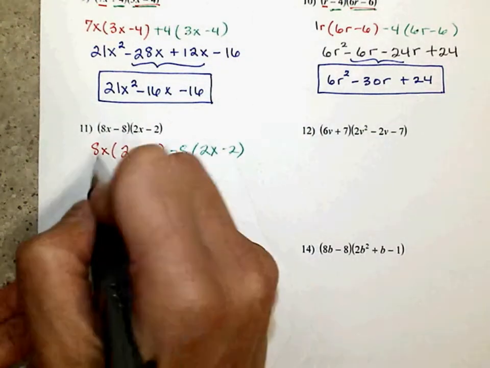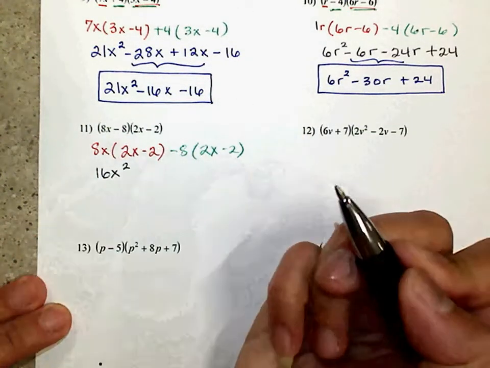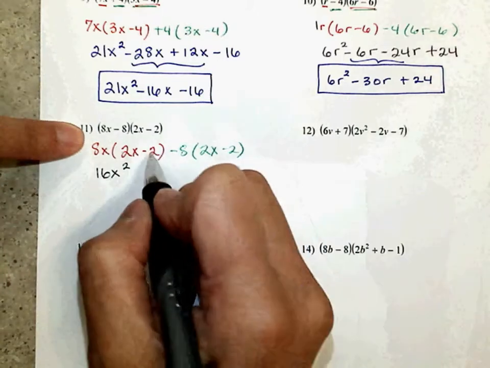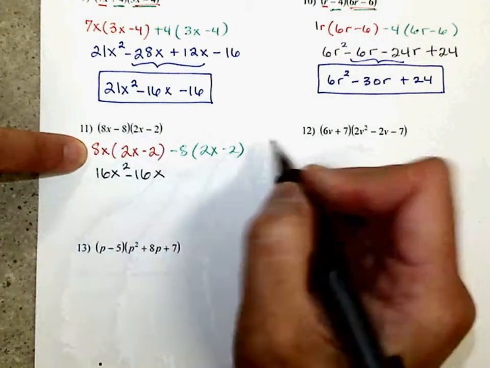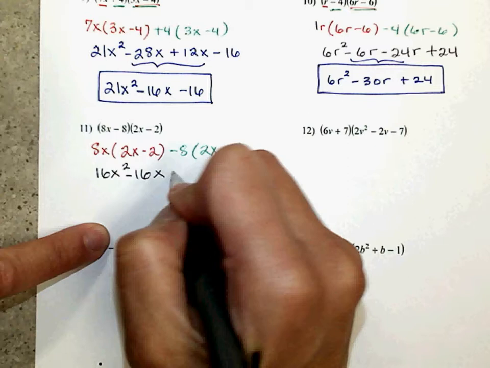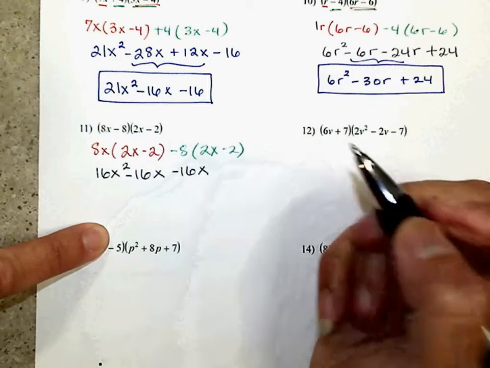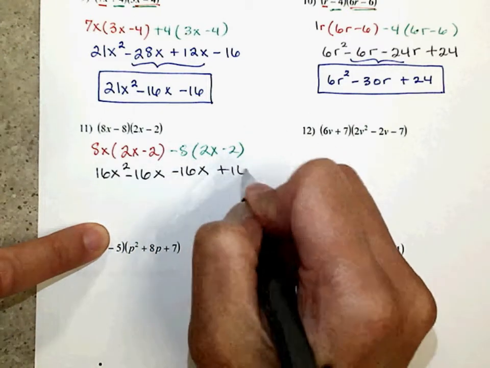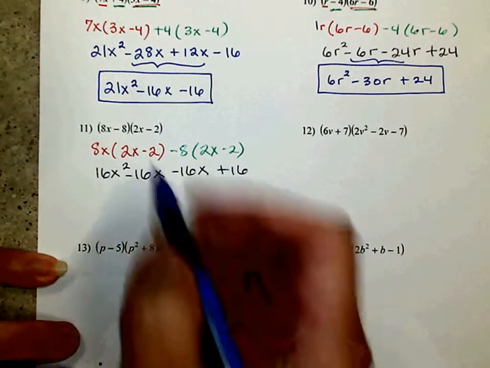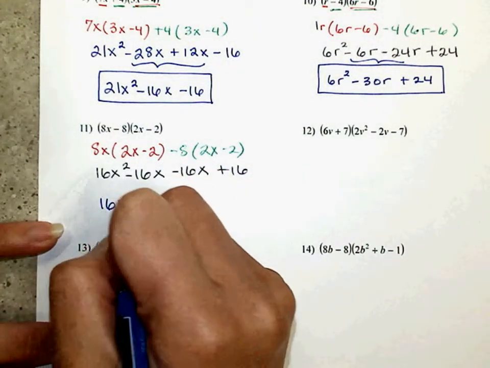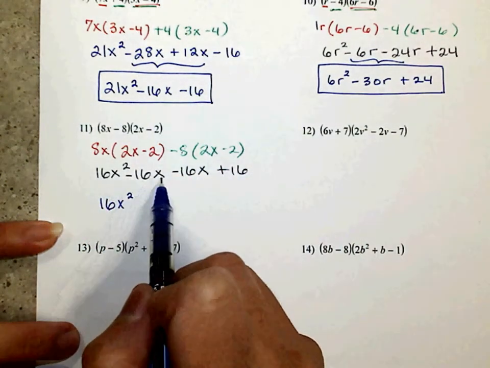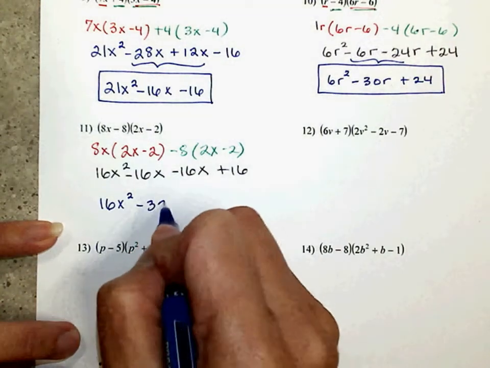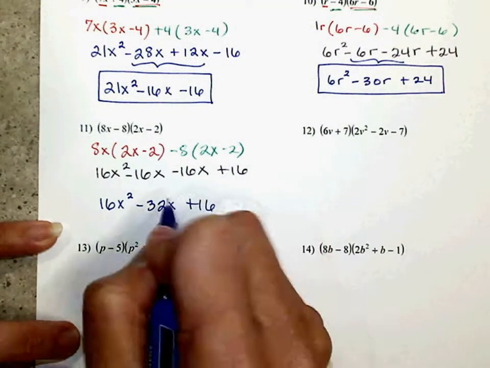8x times 2x is 16x squared. 8x times negative 2 is negative 16x. Negative 8 times 2x is negative 16x. Negative 8 times negative 2 is positive 16. Combine your like terms. 16x squared, negative 16x minus 16x is negative 32x, plus 16.